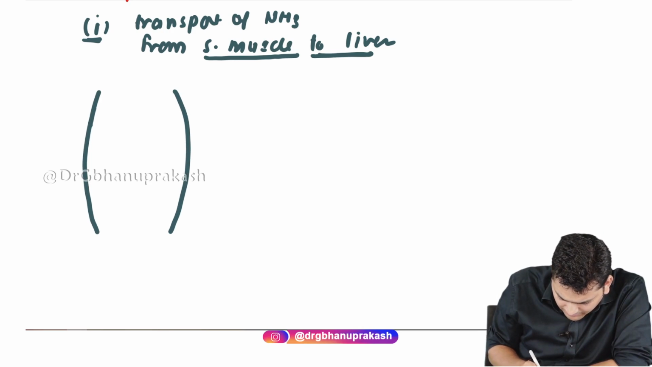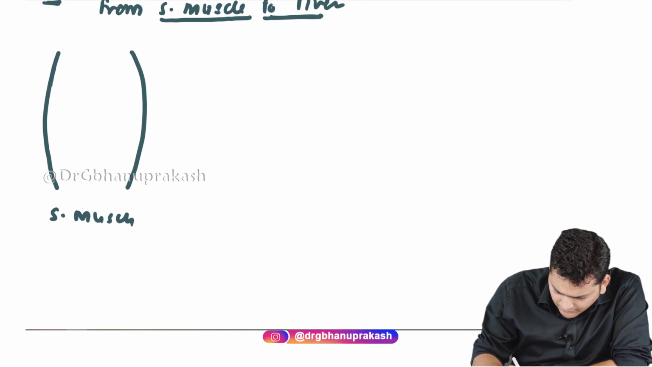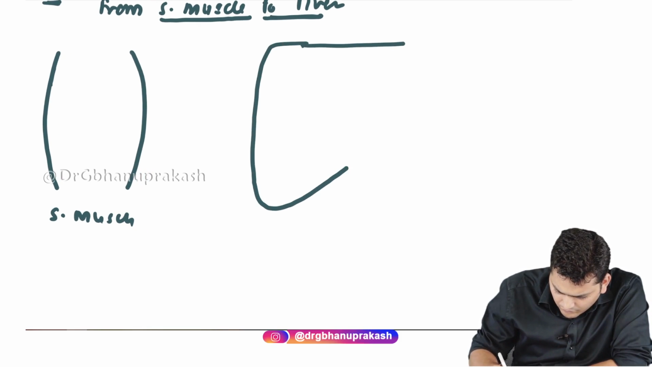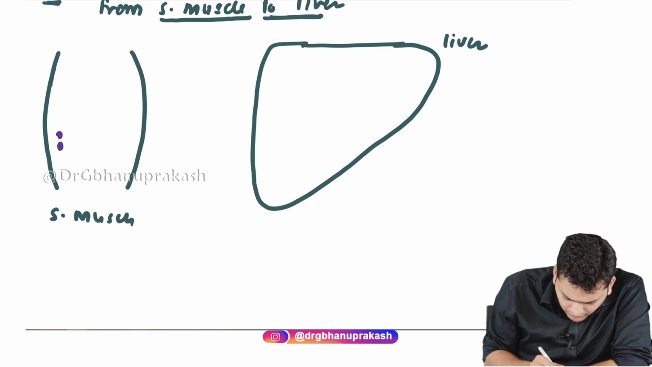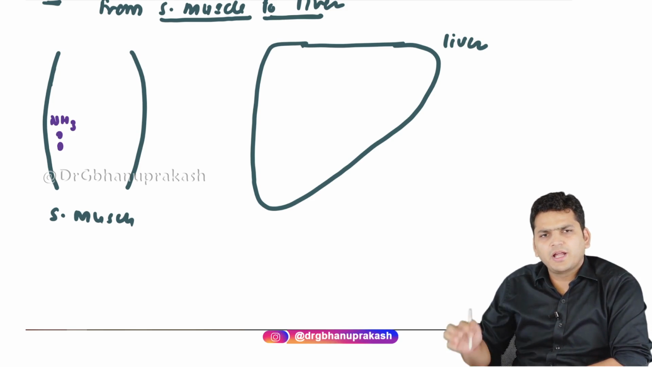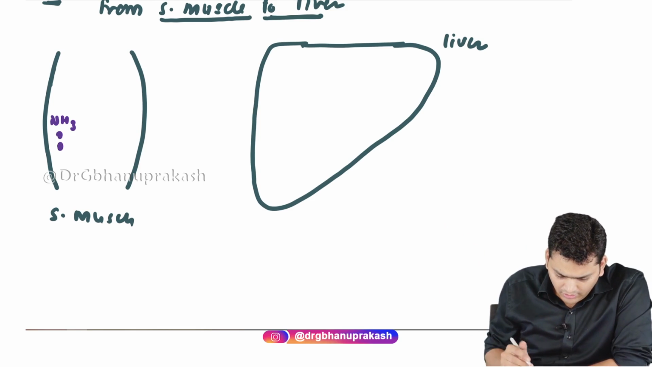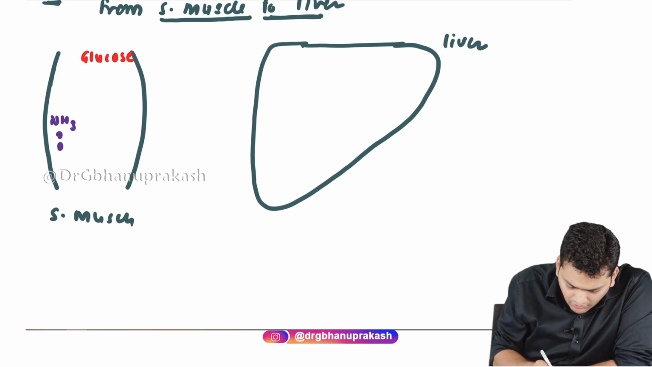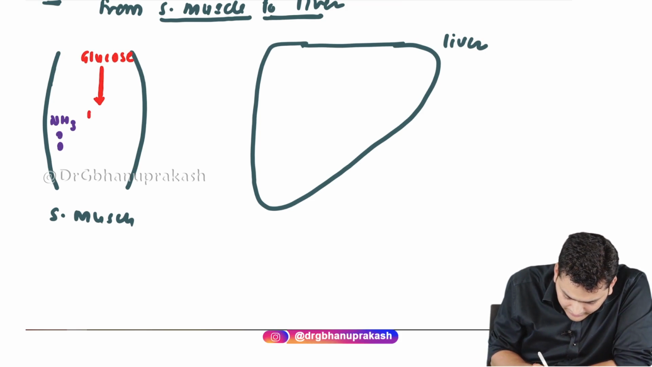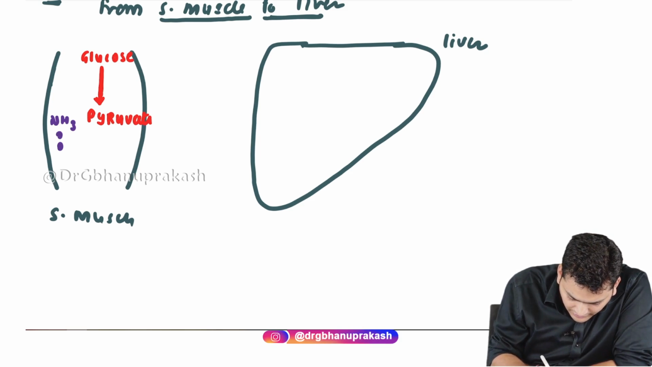For example, this is the skeletal muscle, and here is the liver. And these are the free ammonia molecules which are there, and I want to transport them all the way to the liver. How to achieve that? We know that the skeletal muscle uses glucose for energy. They use the energy by breaking the glucose. When they break the glucose, the molecule that they get is pyruvate. And this process is referred to as glycolysis.